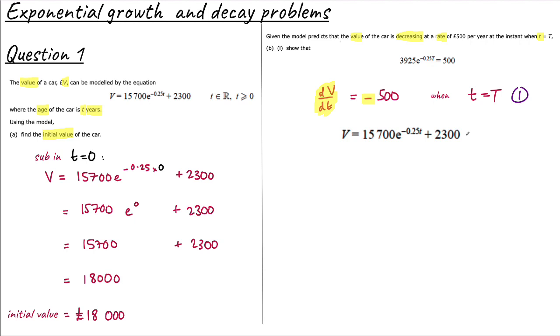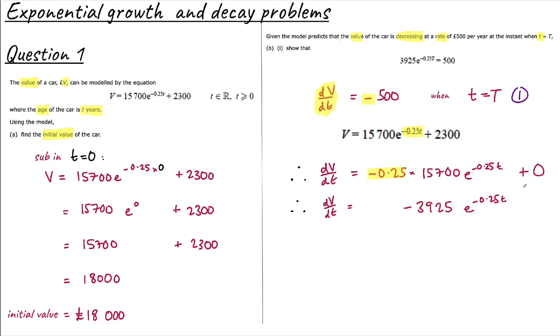We had this equation. We can now differentiate this equation with respect to t to make use of this equation number 1. How do we differentiate an exponential like this? Well, we differentiate the power. That, in this case, gives us minus 0.25, and that comes to the front. How do we differentiate this plus 2,300? Well, that just gives us 0. It's a constant. Simplifying, using the calculator, we get this.